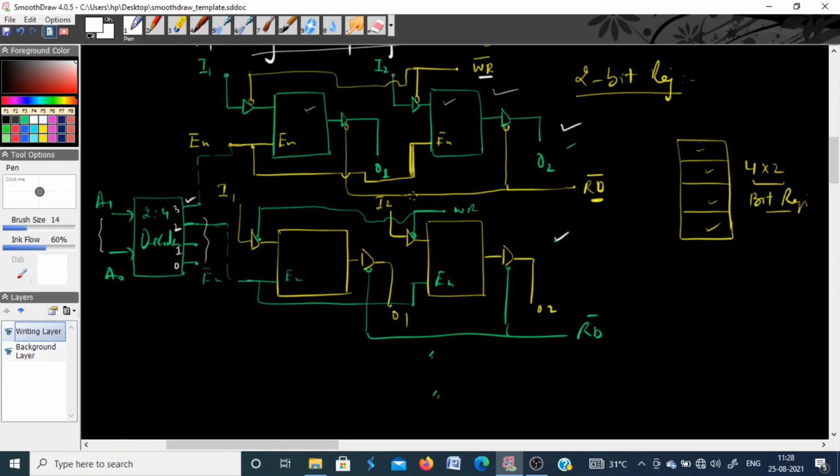Okay, so the write signal here will of course activate these buffers, but since the enable pin is at logic 0 for other registers, there will be no changes in the memory cells. Okay, so for write, this is okay.